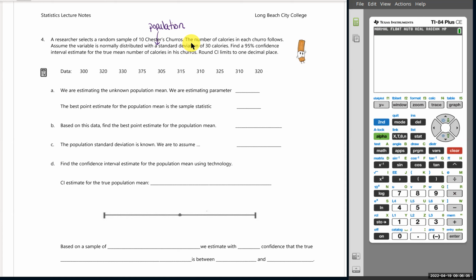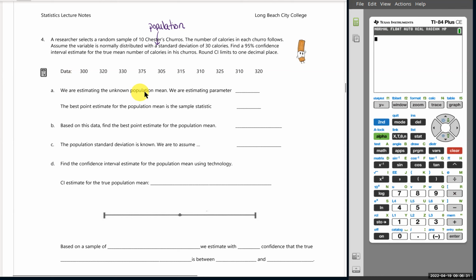So it becomes more clear the more problems we do, what we're looking for. So let's keep going. We're going to be looking for a 95% confidence interval estimate for the true mean number of calories in his churros. So we know what's true for the 10 churros, and we're trying to draw a conclusion about all churros that he makes.